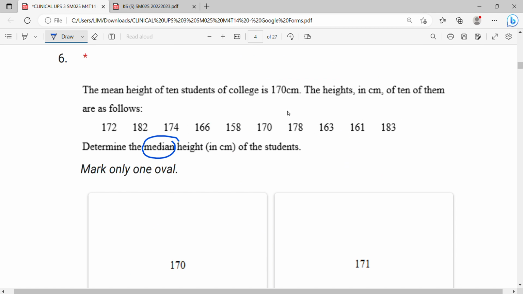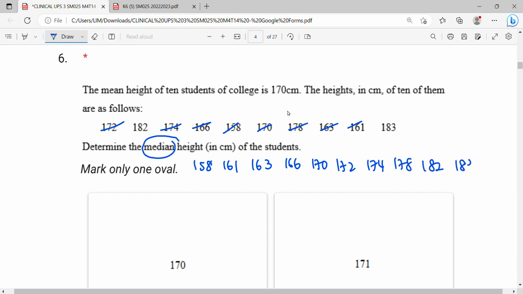From the smallest: 158, then 161, then 163, then 170, 166, 170, then 172, 174, then 178, 182, 183.